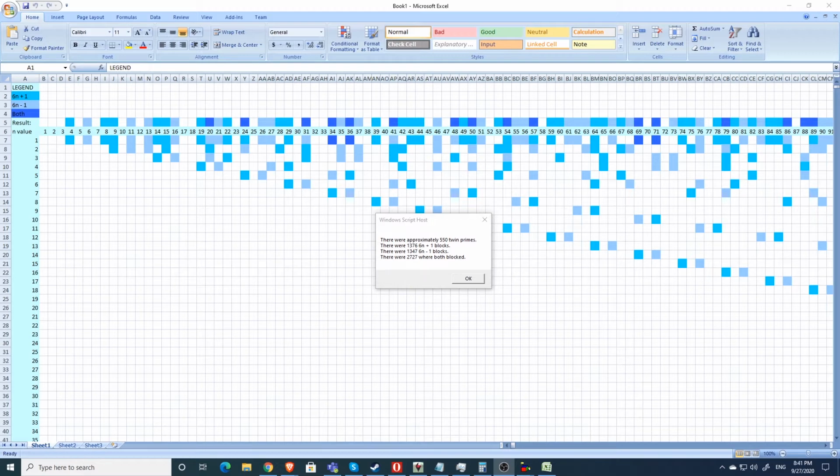And of that, there would be 1,376 that were blocked by having a 6n plus 1 factor, and there were 1,347 blocked by 6n minus 1. There were also 2,727 where both were blocked, so there was no prime for that value. So again, this is just a little bit of quick statistics that are roughly correct within plus or minus 2 for each of them, I would assume.